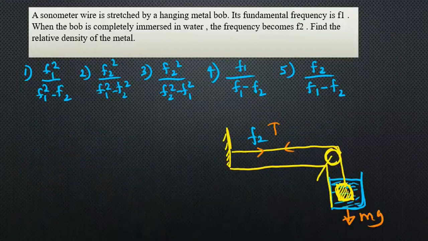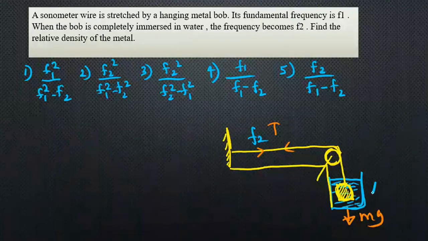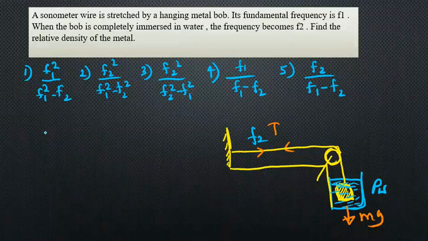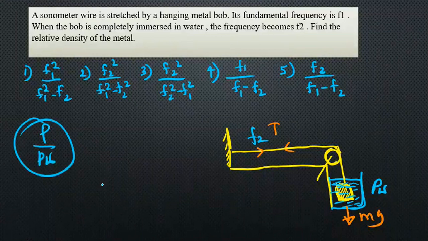So let's get into the second scenario. Here it is immersed in a liquid, that is water, with density rho W. In the question they are asking us to find the relative density. Again, relative density is equal to rho divided by rho W. So this is our answer.